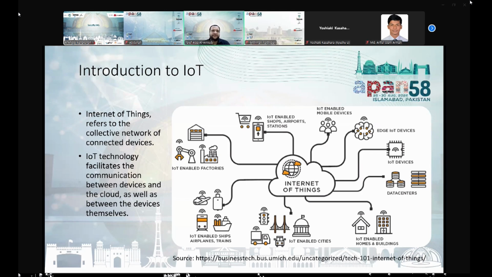First of all, the Internet of Things refers to a collective network of connected devices. This technology facilitates the communication between the physical devices and the digital world. It creates this communication between the devices and enables them to connect to each other in a network. As we know, nowadays this technology is widely spread in different applications. For example, we have the Apple ecosystem and the Huawei ecosystem. This is an example of a small network of Internet of Things.